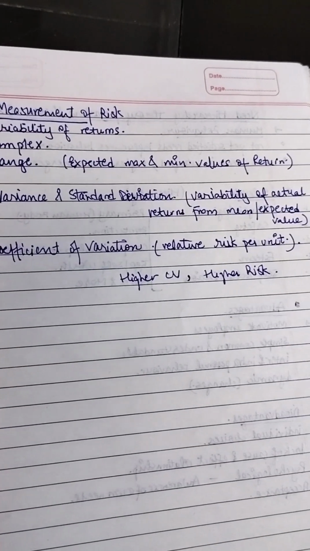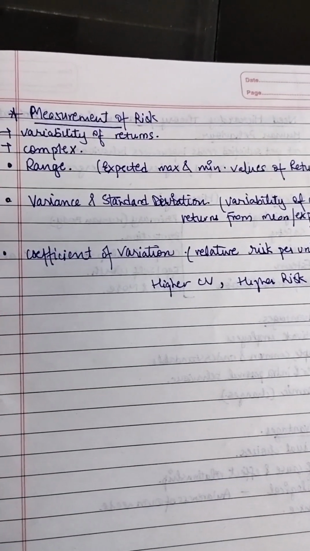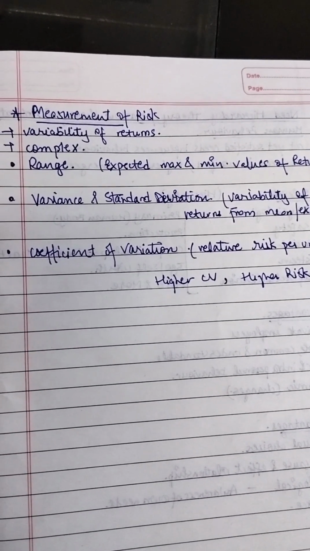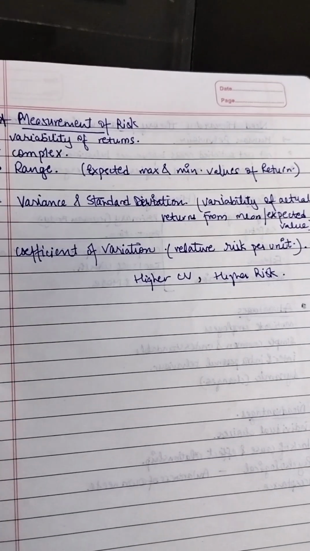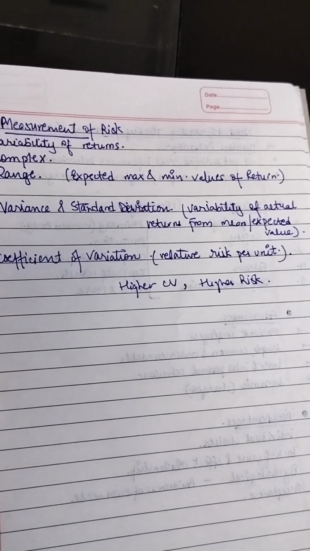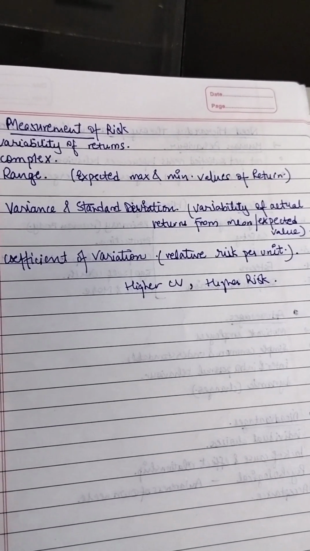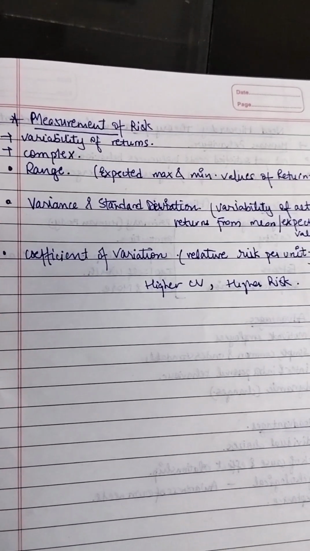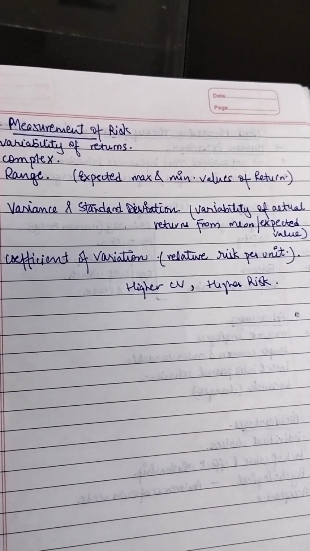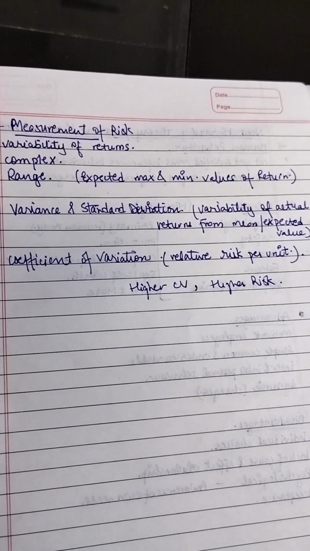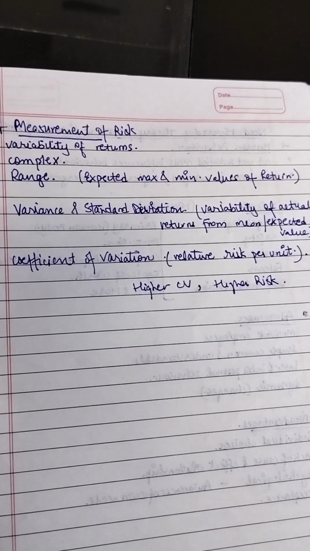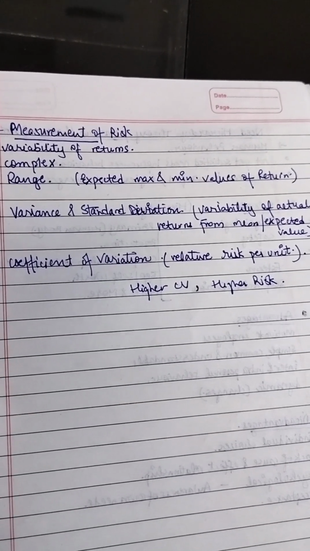First is range, wherein you take the expected maximum and minimum values of the return. It is a simple method but not a very accurate one. Second is variance and standard deviation, wherein variability of actual returns from the mean or expected values is measured. This is the most common one. Third is the coefficient of variation, where you measure the relative risk per unit, and it is said that the higher the coefficient of variation, the higher the risk associated with that portfolio or project.